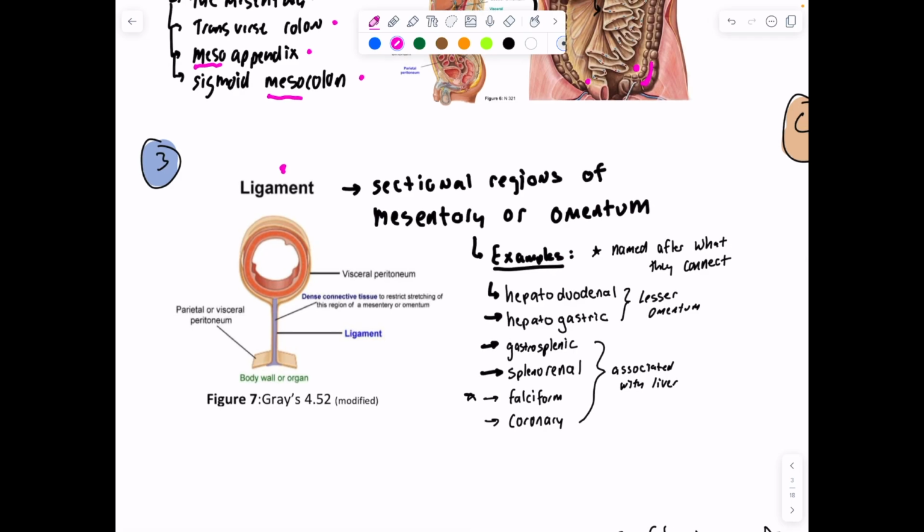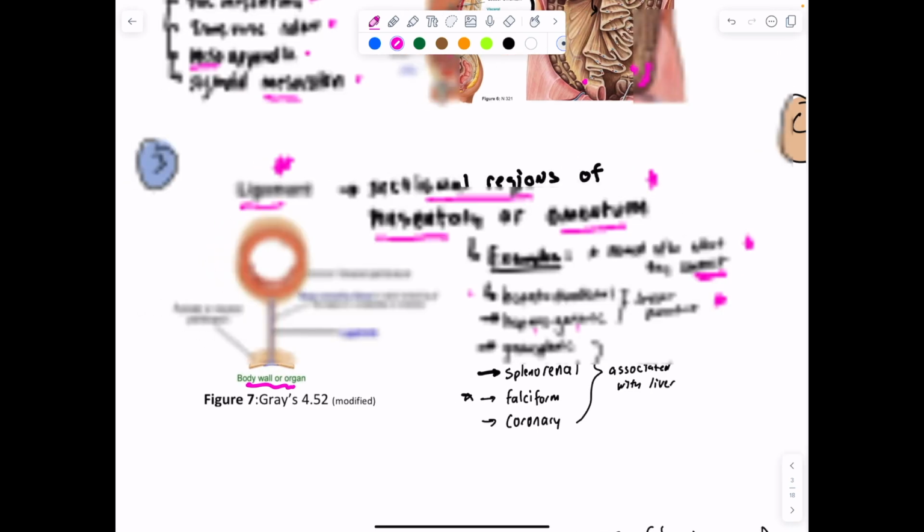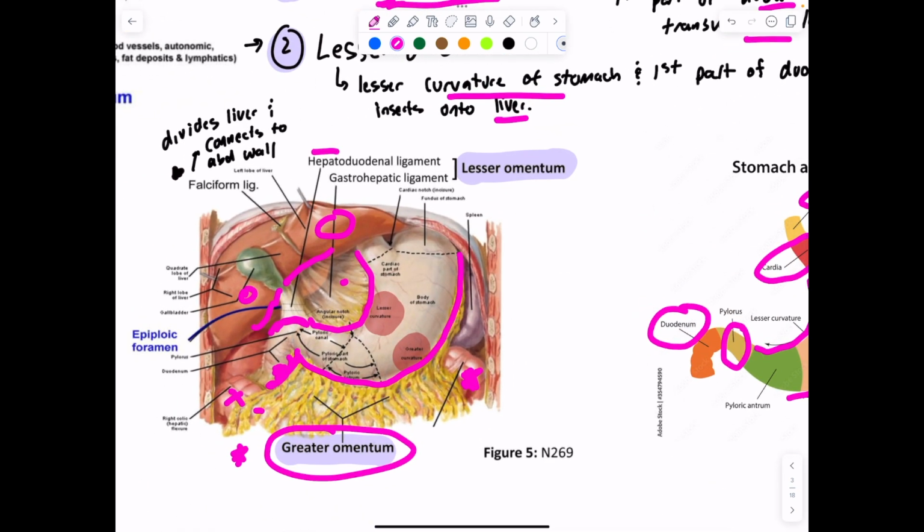All right, so ligaments are specifically just sectional regions of mesentery or omentum. We have a number of different examples, but the lesser omentum is made up of the hepatoduodenal ligament and the hepatogastric. Gastric is referring to stomach. So all of our ligaments, which are just, again, connecting organ to either another organ or organ to body wall, are just sections of mesentery or omentum. These are named after what they connect. So if you look at the lesser omentum again, we have the hepatoduodenal ligament. So this is the hepatum, the liver, and this is the duodenum. Then we have the gastrohepatic ligament. This is the gastro, the stomach, and this is the hepato, the liver. Right, so not too bad.